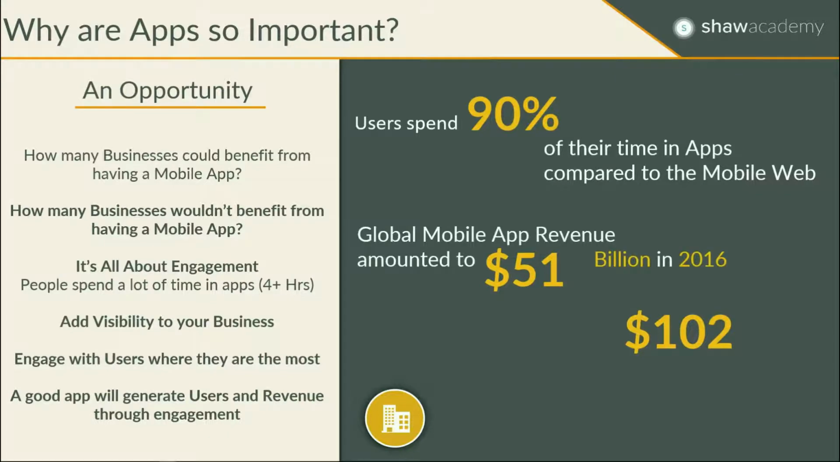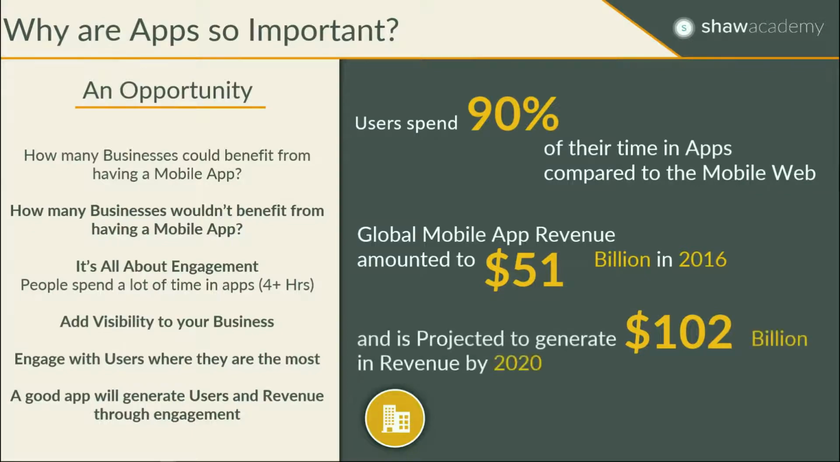So, global mobile app revenue amounted to 51 billion in 2016 and is projected to generate 102 billion in revenue by 2020, which is madness. So what percentage of that, what even if it was only a tiny bit of that 102 billion, even if you only had a tiny percentage of that, that's still quite a bit of money. So it's not all business orientated either.